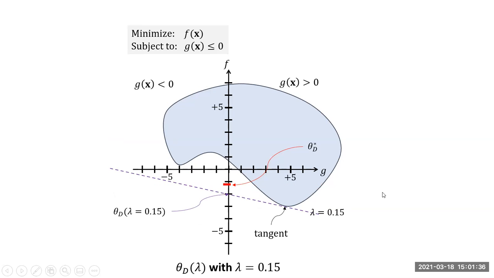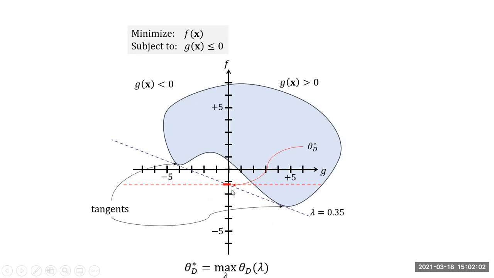Yeah, this is for 0.15. Where is it tangent? Here, in the infeasible region. So what's the problem? At this point, what's the corresponding value of x? It's in the infeasible region because g of x is 0.4, positive. It's positive, right? So at this point where the straight line is tangent to both, that gives me theta d star.